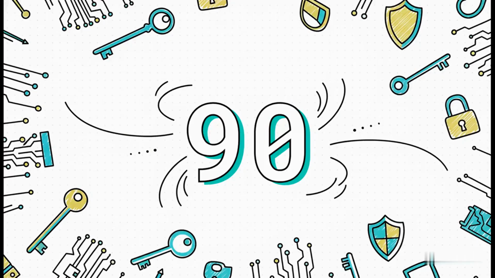By default, every key only stays active for 90 days. This automatic key rotation is a massive security feature. It dramatically limits the window of opportunity an attacker would have if a key ever, somehow, got compromised.